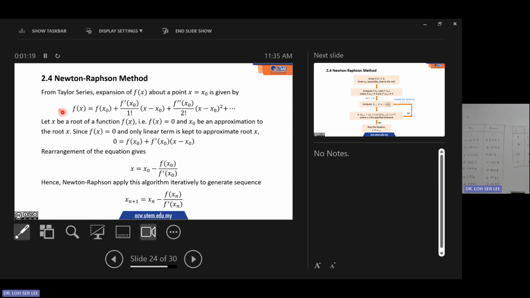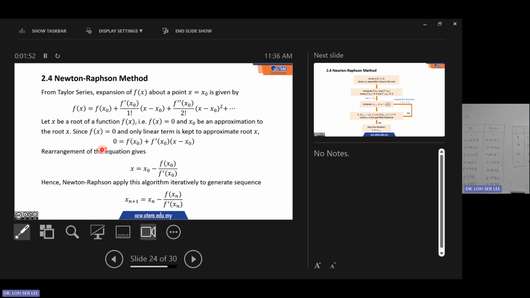So if we take only up to this, remember when your x is the root, your f(x) is 0. When your x is the root, your f(x) is 0. So now substitute f(x) by 0, and x naught here. This is the formula. 1 factorial is 1. So that's why you get this formula.